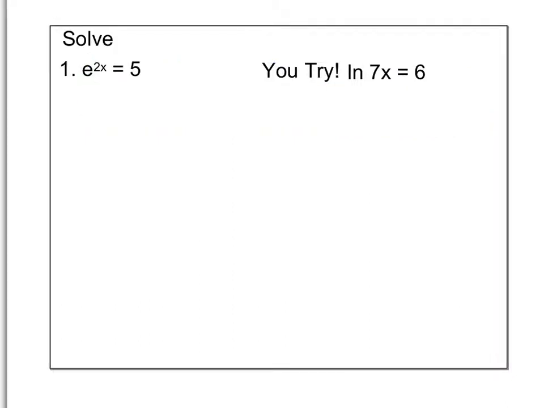So our first problem says e to the 2x equals 5. Well, since there's an e in the problem, I need to insert an ln. So we're going to go ln of e to the 2x, and what I do to one side I have to do to the other. Well, the ln and the e cancel once they're side by side. So those are gone, and that just leaves me with 2x is equal to ln of 5.